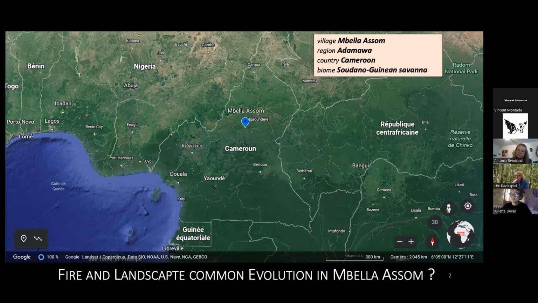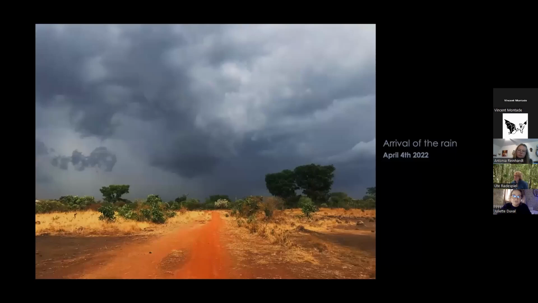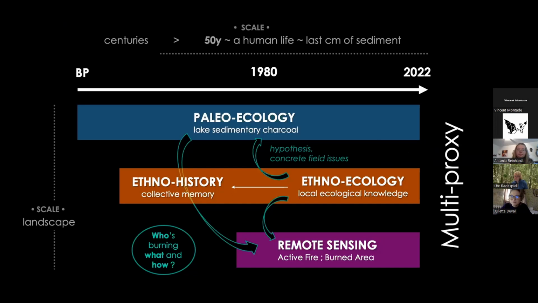So this is a typical view of the landscape I study, which burns every year during the dry season. A key challenge in this research is its interdisciplinarity, as we aim to cross paleoecology with ethnoecology and remote sensing in order to catch the interactions between fire, humans, and vegetation on diverse temporal scales. This multi-proxy approach gives an acute understanding of socio-ecological and fire regime changes from recent to ancient history, from the last decades to the last centuries, always within the spatial frame of the landscape scale.